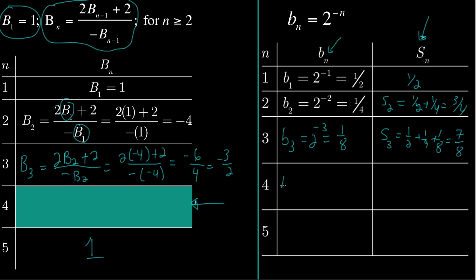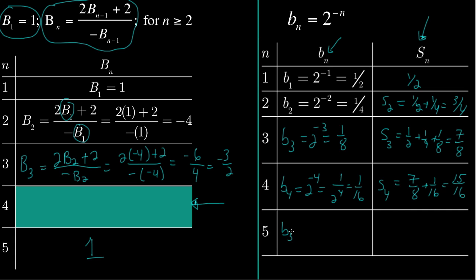The fourth term is 2 to the -4, which is 1 over 2 to the 4th, or 1/16. And the sum of the first four terms is going to equal 7/8 plus 1/16. So if I take the previous sum and add 1/16, I'm going to wind up with 15/16.